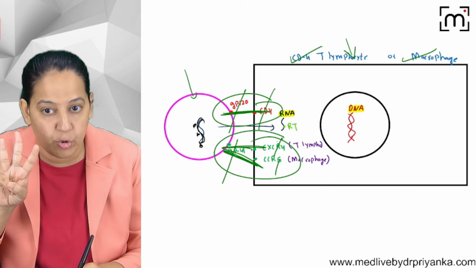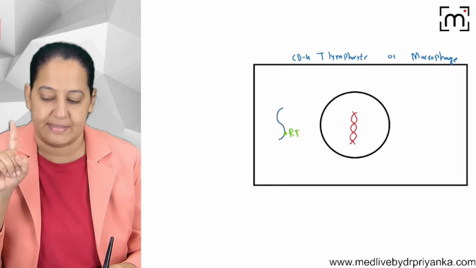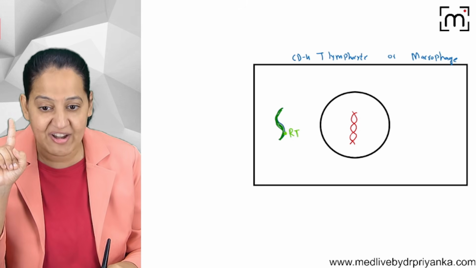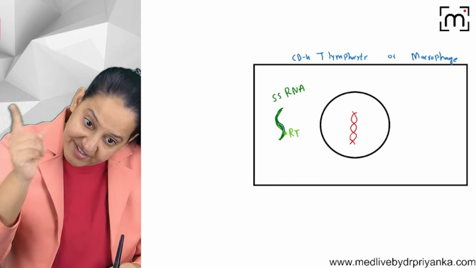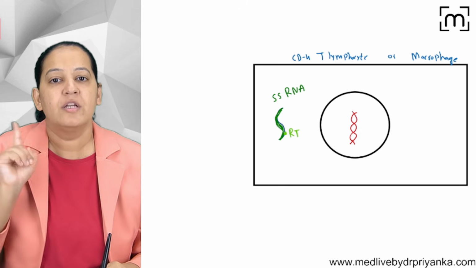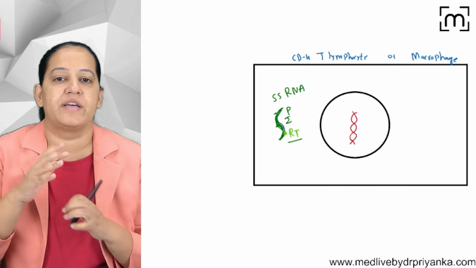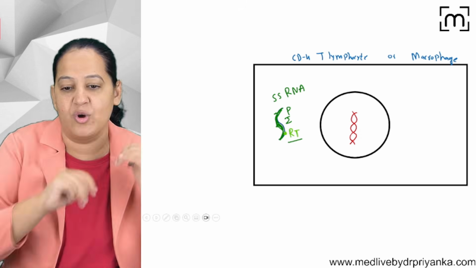Next, the virus RNA along with the three enzymes, as I told you, will enter inside the host cell. You can see, this is the virus, this is the virus RNA, single-stranded RNA of the virus, which has entered the host cell along with the enzymes. The most important enzyme is reverse transcriptase. It also contains integrase and protease. With these enzymes, it is entering the host cell.